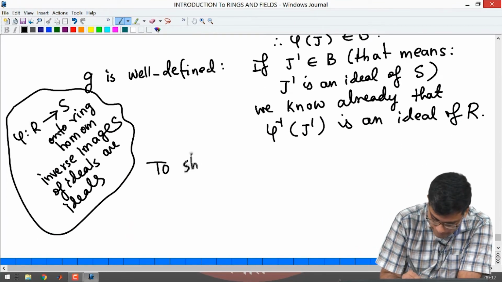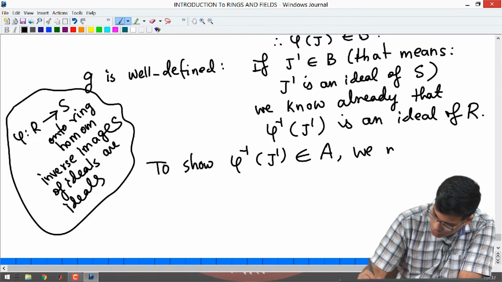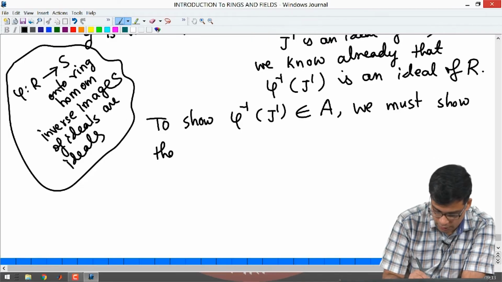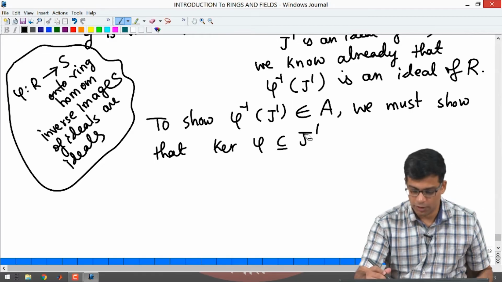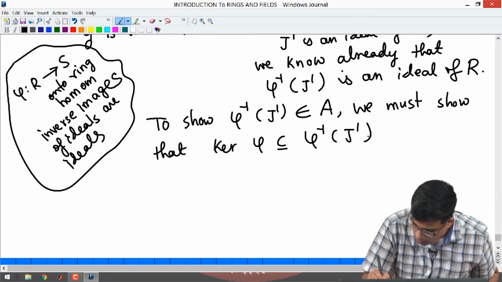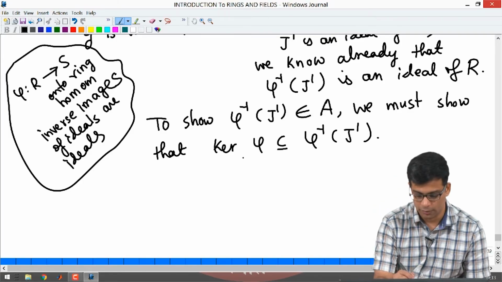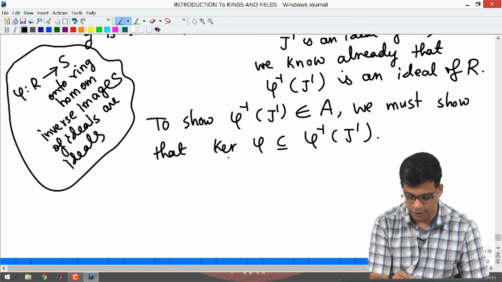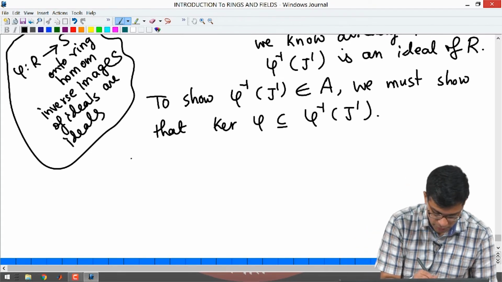So, to show phi inverse J prime is in A, we must show that it is an ideal, which we have already shown. We must show in addition that kernel phi is contained in phi inverse J prime. Remember, capital A consists of all ideals of R that contain the kernel. So, in order to show that phi inverse J prime is in A, we need to show that kernel phi is in phi inverse J prime, and this is not difficult because remember J prime is an ideal.